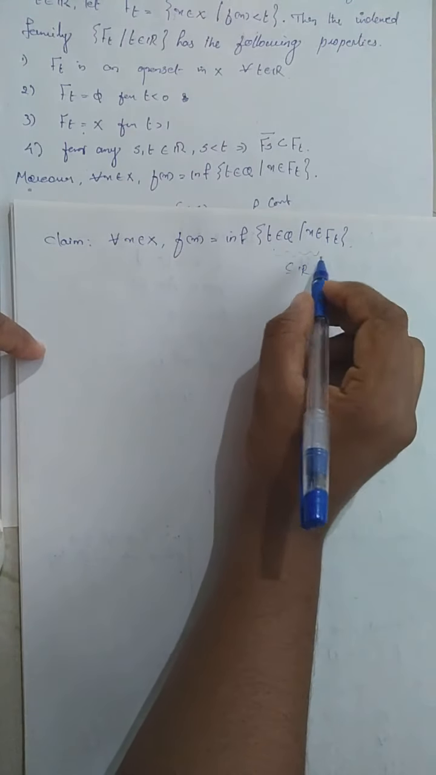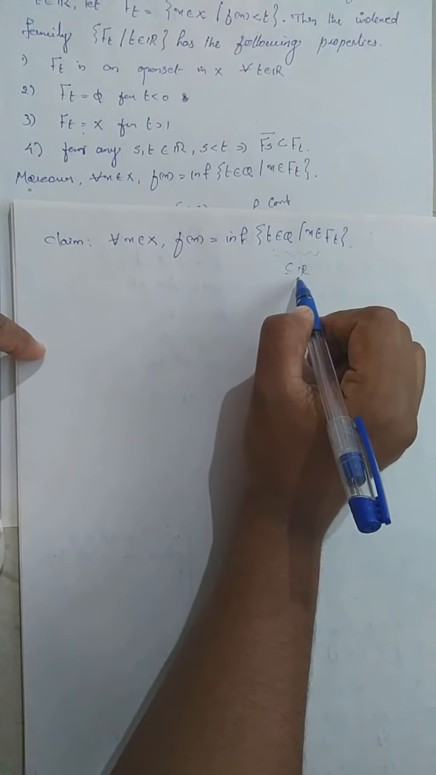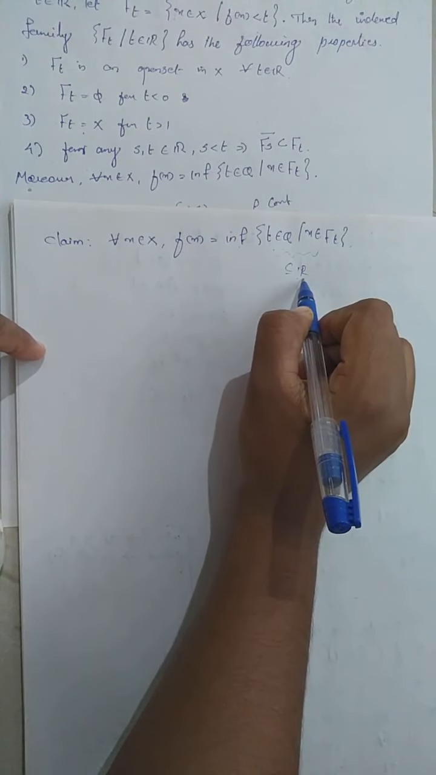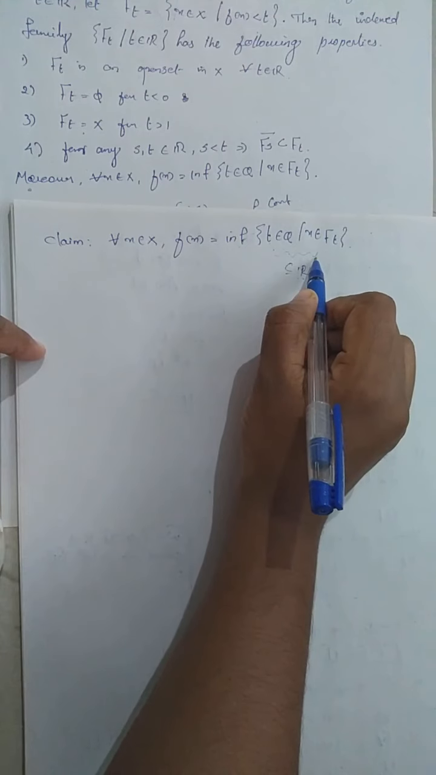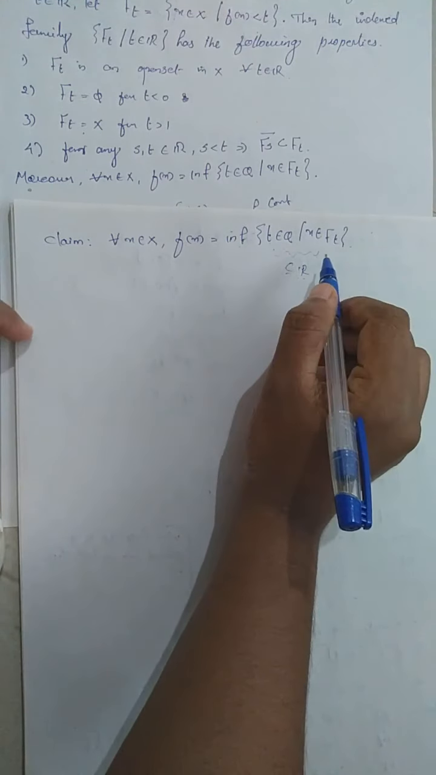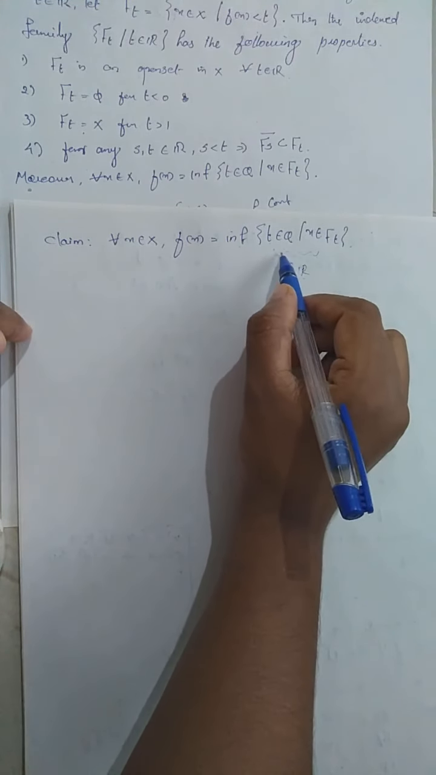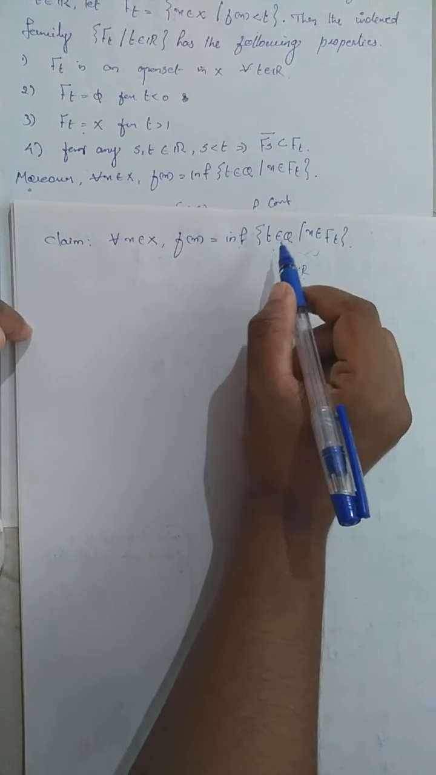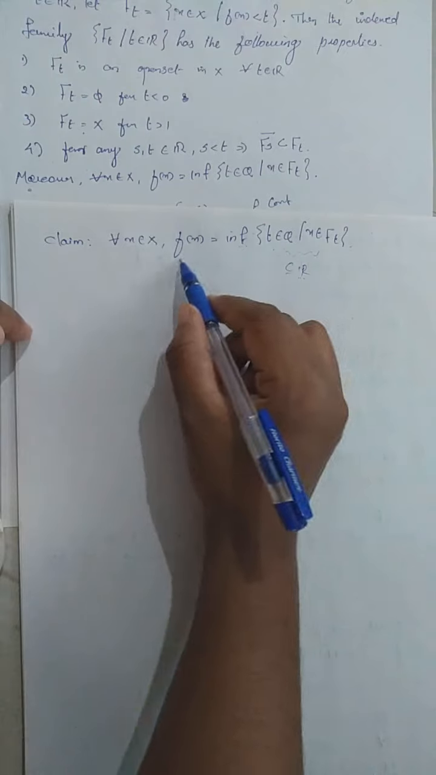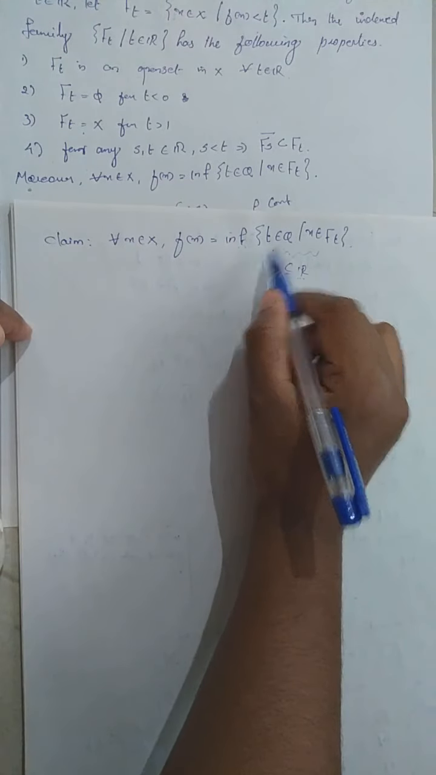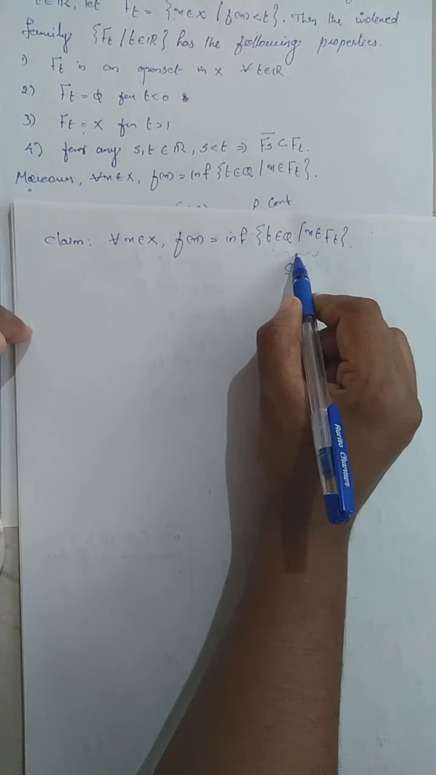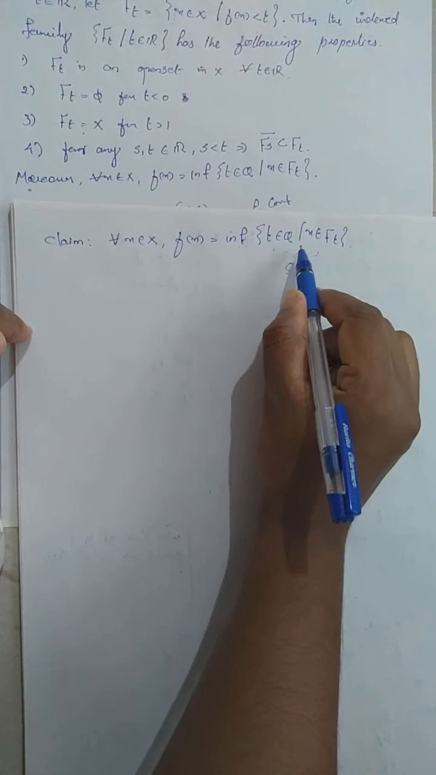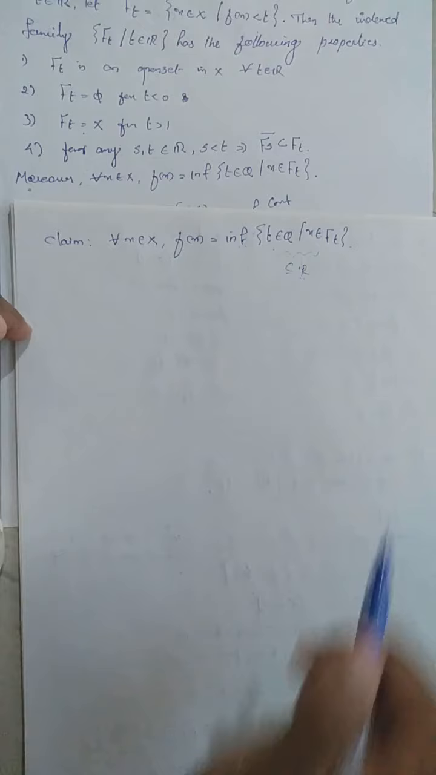You know, for a subset of the real line, the infimum exists only when that set is bounded below. Every non-empty bounded below subset of real numbers has an infimum, right? So when you want to prove that fx is equal to this, first we want to ensure that the infimum of this set exists. So for that I need to consider this set, and we want to prove that this set is a bounded below subset of the real line.